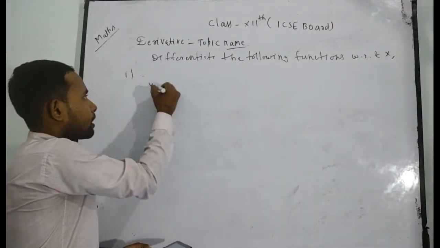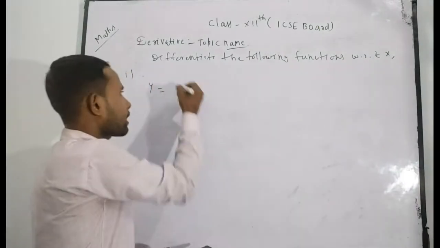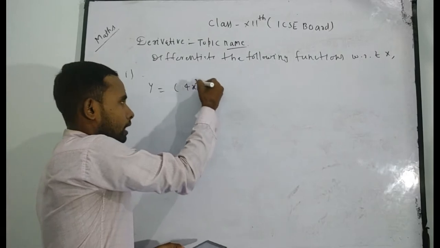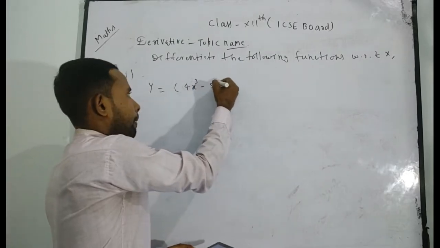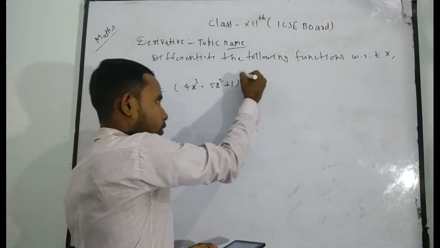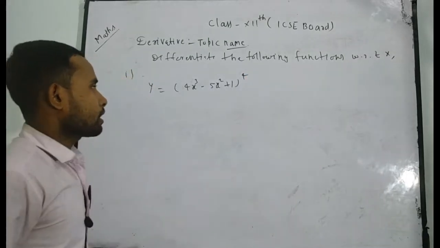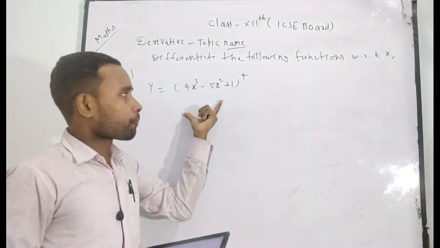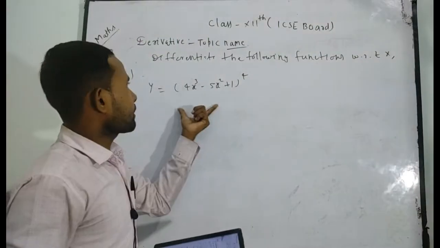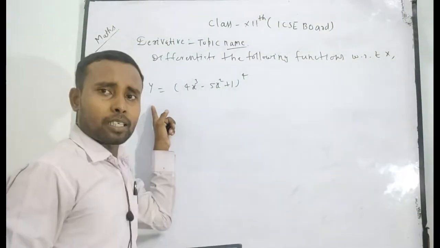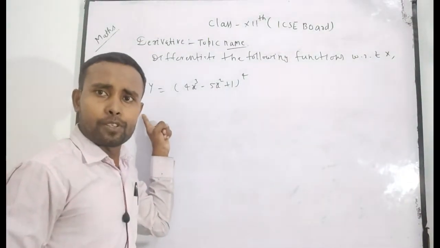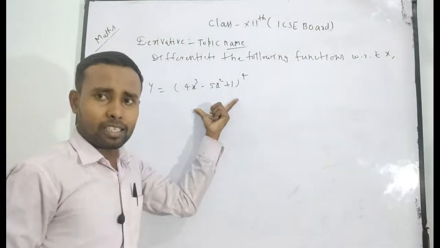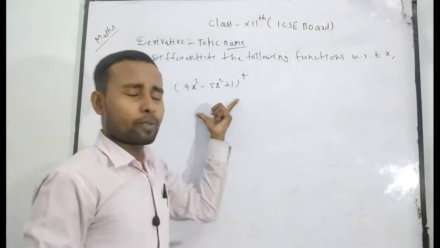Suppose that y is equal to (4x cube minus 5x square plus 1) whole to the power 4. This is the function which has to be differentiated with respect to x. Suppose that y is equal to this function. Now you have to differentiate this function with respect to x.